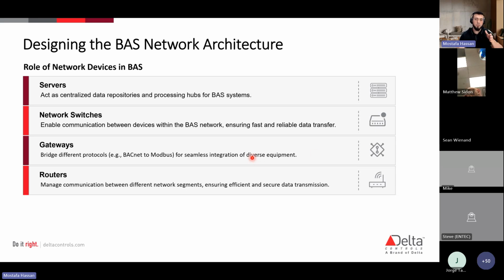Gateways bridge different communication protocols, Modbus to BACnet or vice versa. Because not everyone in the industry is standardized on what to use, you still need gateways as you're designing your systems. Routers manage data traffic between various network segments, and they ensure efficient and secure communication across the entire building automation network.